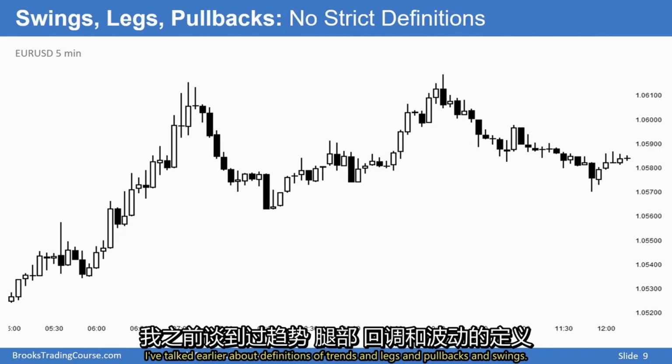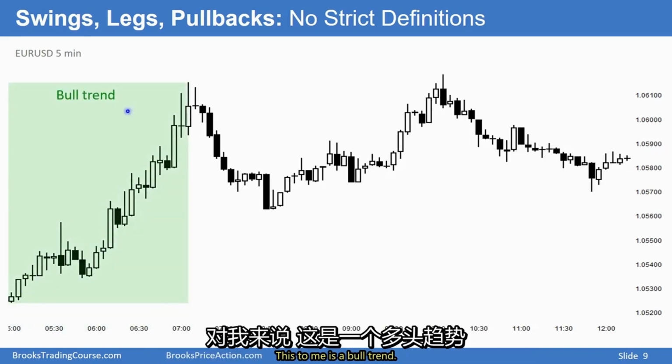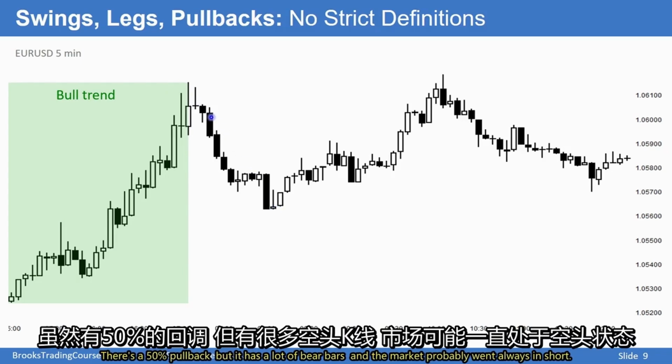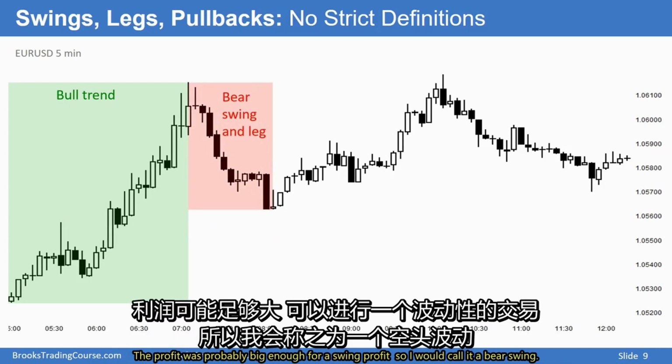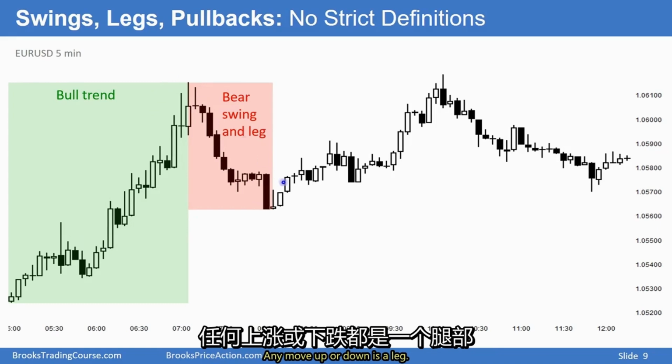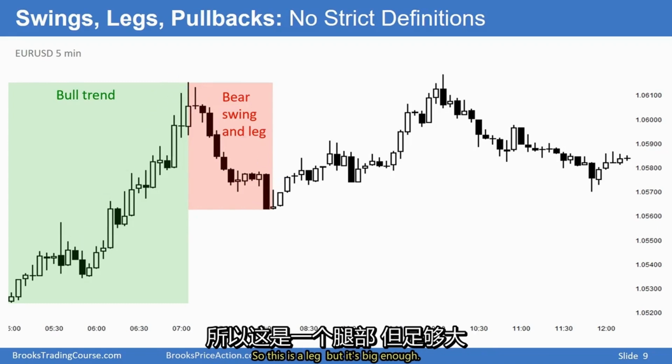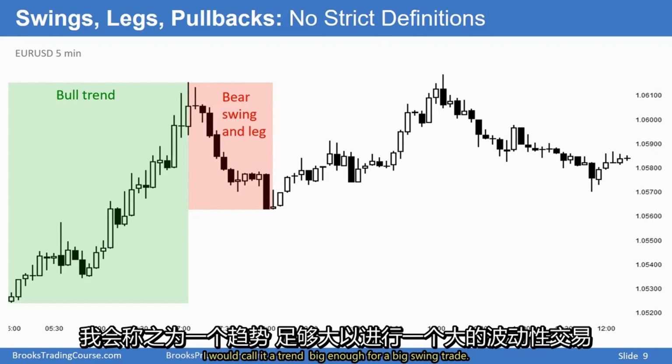I talked earlier about definitions of trends and legs and pullbacks and swings. This to me is a bull trend. Here's a 50% pullback, but it has a lot of bear bars, and the market probably went always in short. And the profit was probably big enough for a swing profit, so I would call it a bear swing. And any move up or down is a leg. So this is a leg, but it's big enough. I would call it a trend, big enough for a big swing trade.